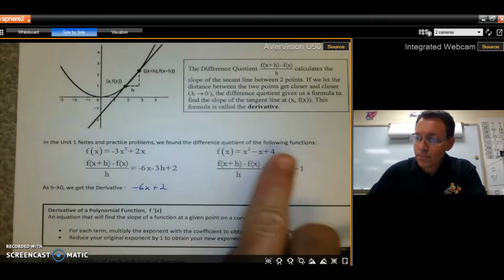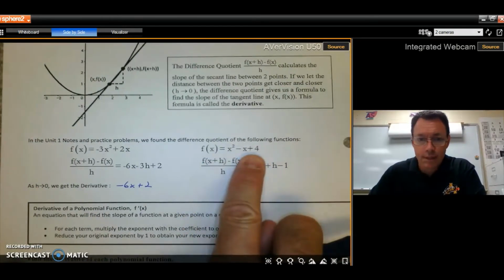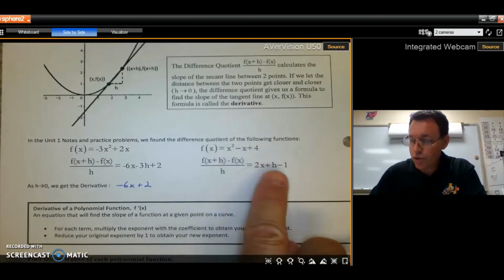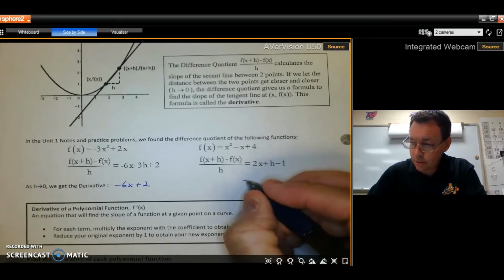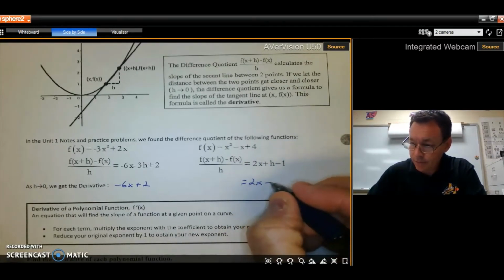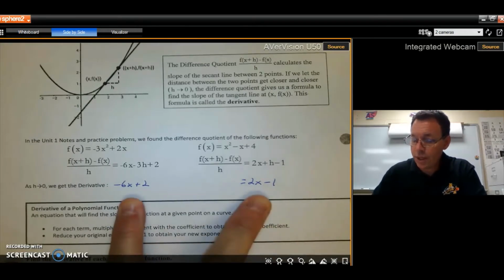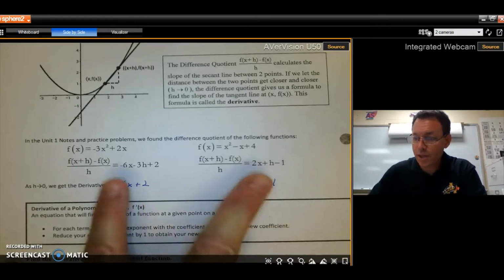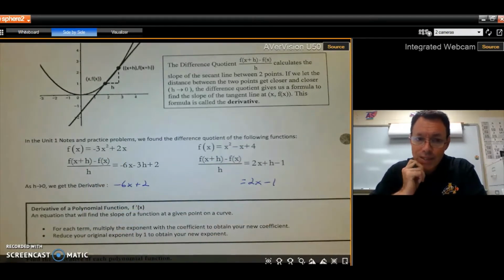Same with this one over here. This is a function that you were given in your worksheet. We did the difference quotient, and we got this. Again, if you imagine this h disappearing, then that's going to leave us with this, which is the derivative. So these 2 equations are the derivatives of these 2 functions. Now, compare them. Take a look and see if you see anything about them that looks similar or different or whatever.